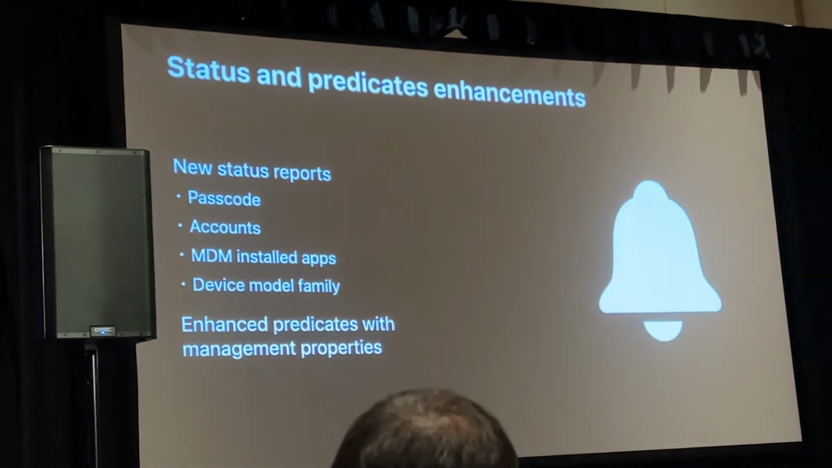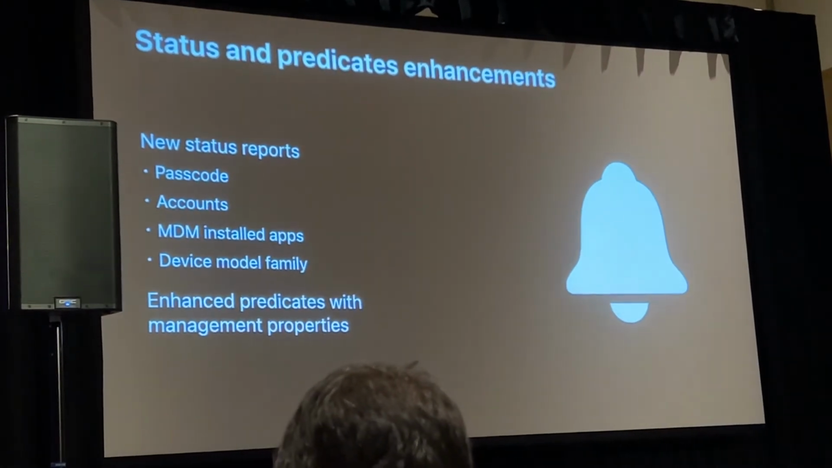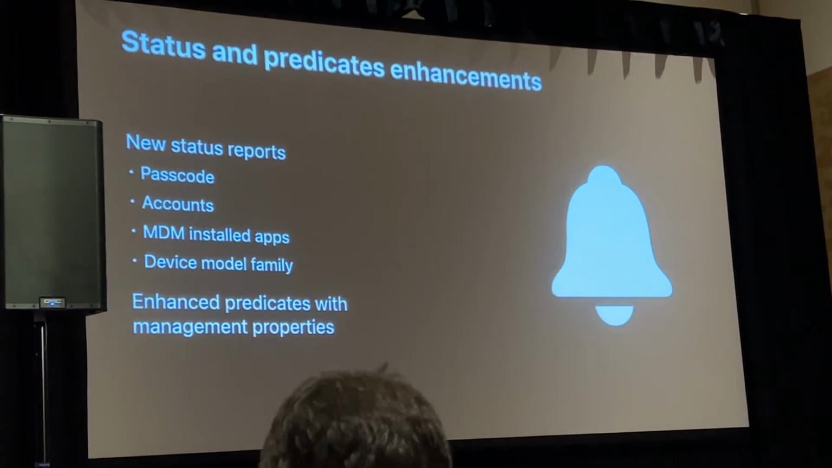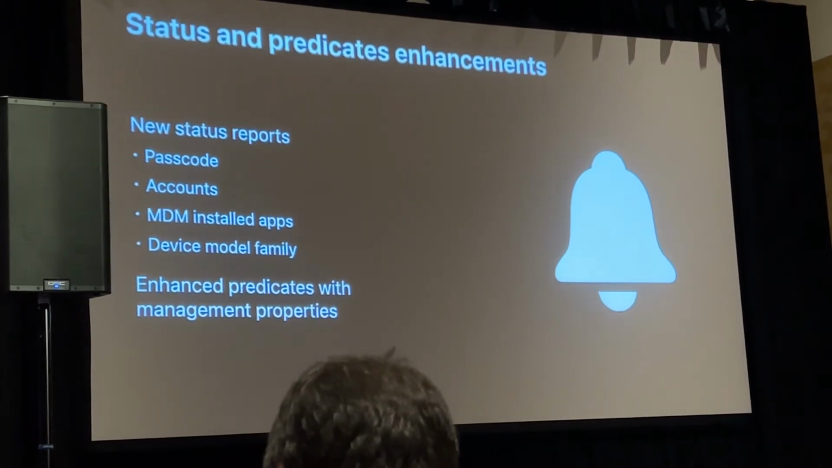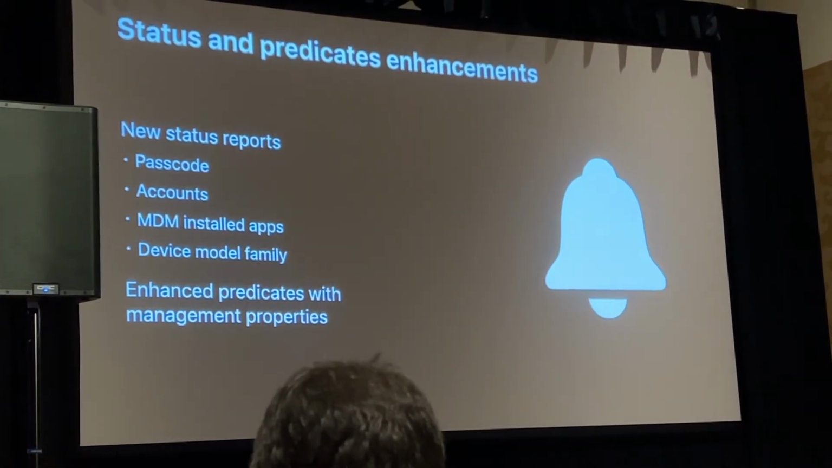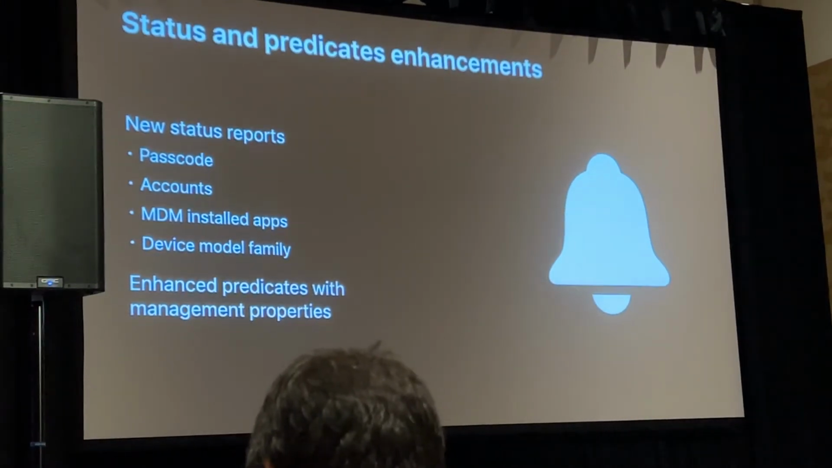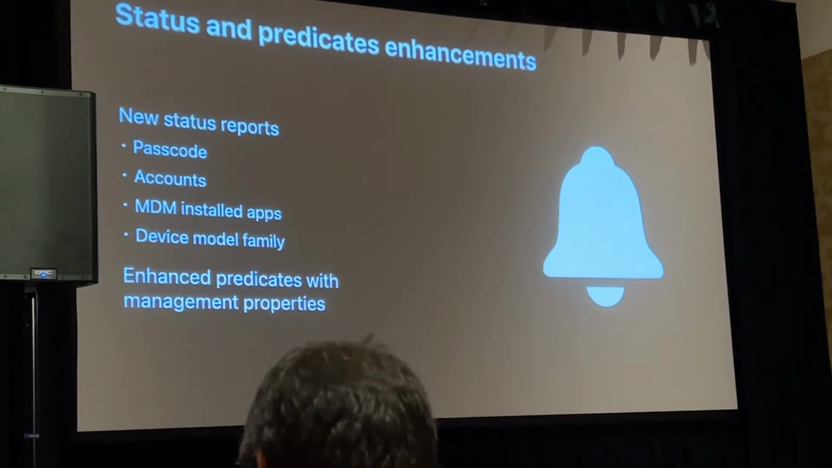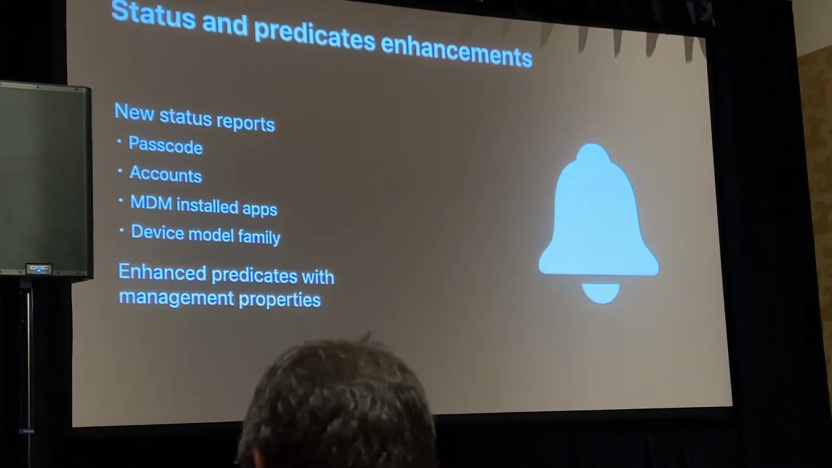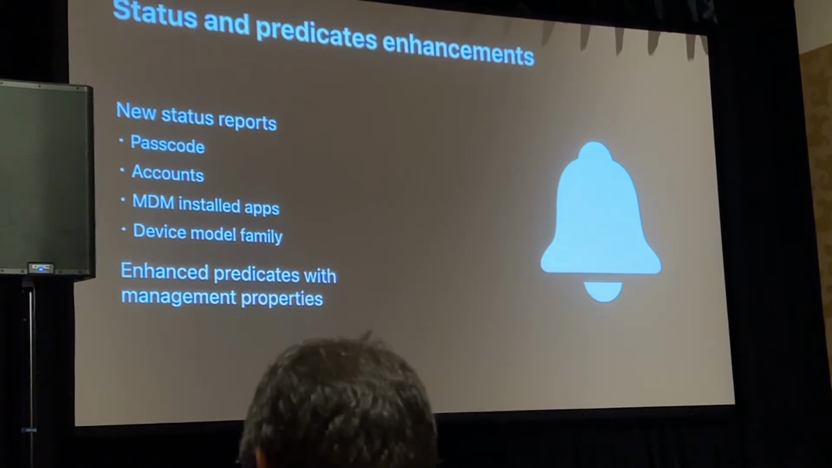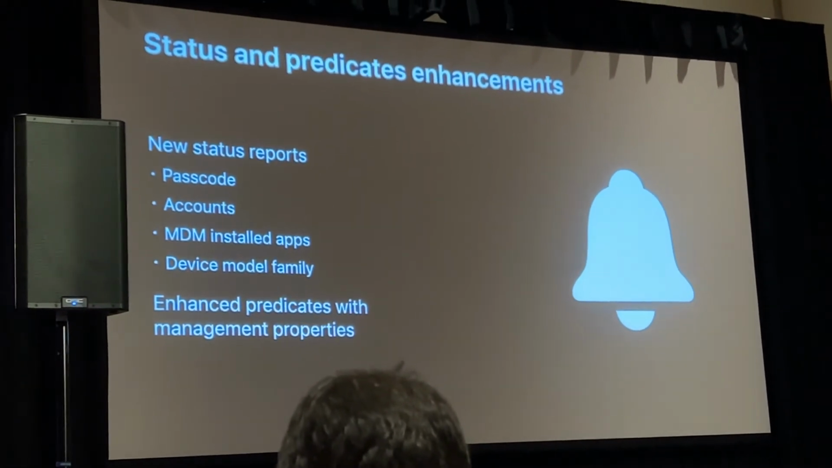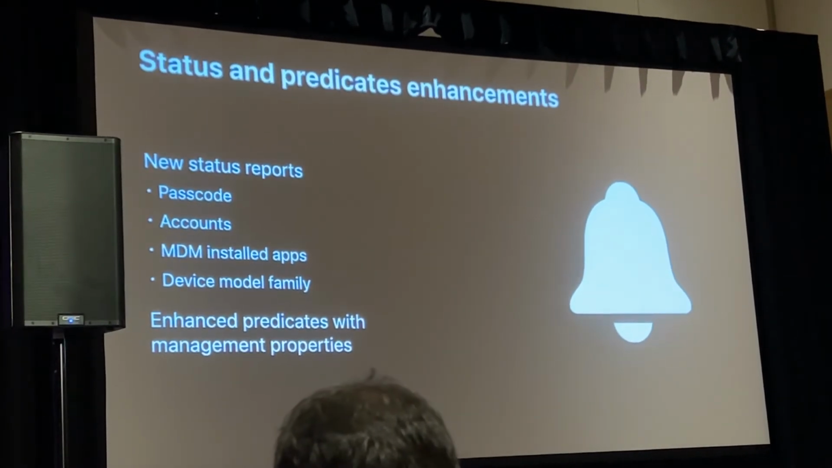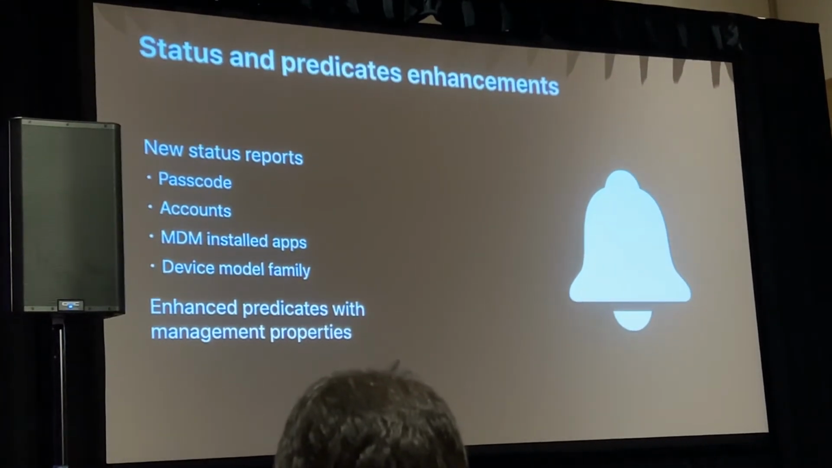Status reporting allows the device to share information about its current state, and if there are any changes, these can be reported to the server proactively without having to pull the device for its updates. In addition to device properties, status now reports passcode presence and compliance, accounts, MDM setup, and app installation information. Activations can now use an extended predicate syntax, including status, to support more complex predicate expressions. In addition, new management properties and declarations allow servers to set arbitrary properties on the device, which can be directly used in activation predicates.